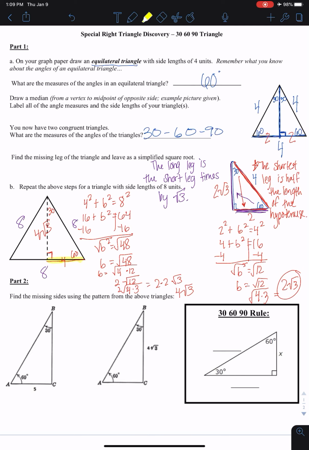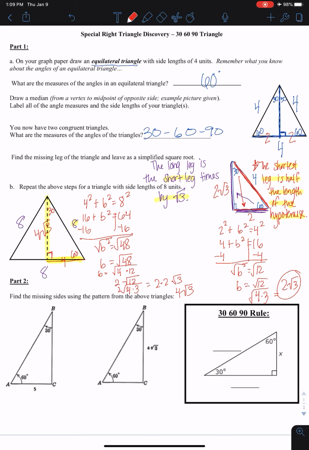And as you can notice here, I'll highlight it. The short leg is 4. The long leg is the short leg times the square root of 3, so 4 root 3, and then the shortest leg is half the length of the hypotenuse, so the hypotenuse was 8, which makes the shortest leg 4, which is exactly what it was.